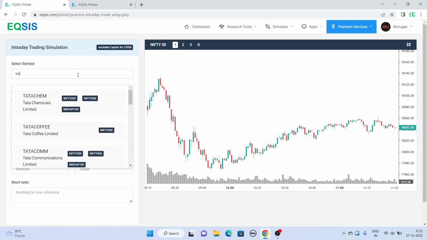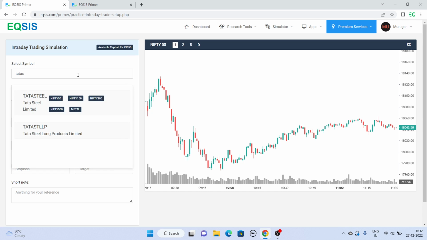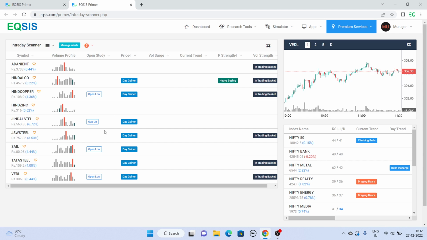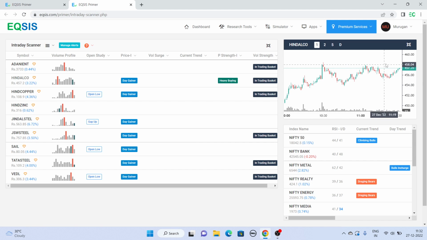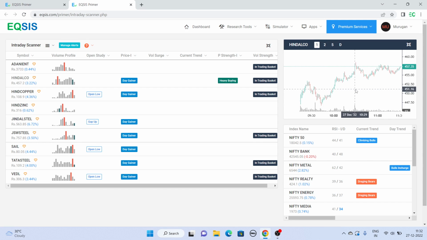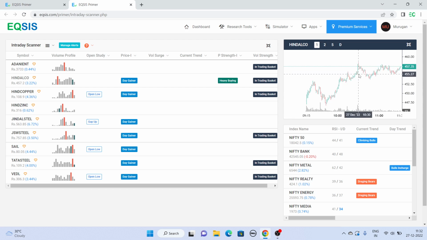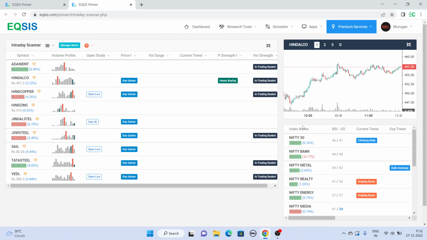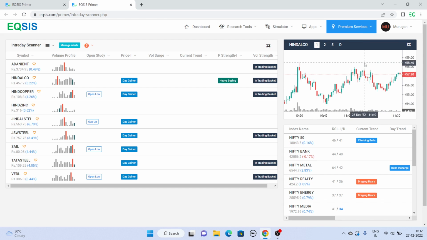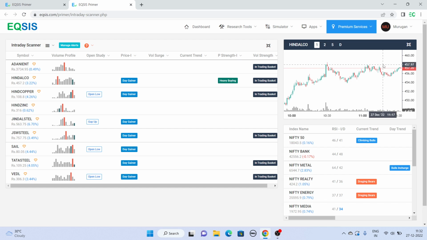So let's say we go to Tata Steel, pretty much liquid, and considering that Tata Steel is trading in a basket, Hindalco is having a heavy buying scenario. Hindalco did have a high volume spike, but it did sustain it. It is having a high volume scenario, so Hindalco can be purchased, no doubt, around 458 levels, or even we can say around 458.56.